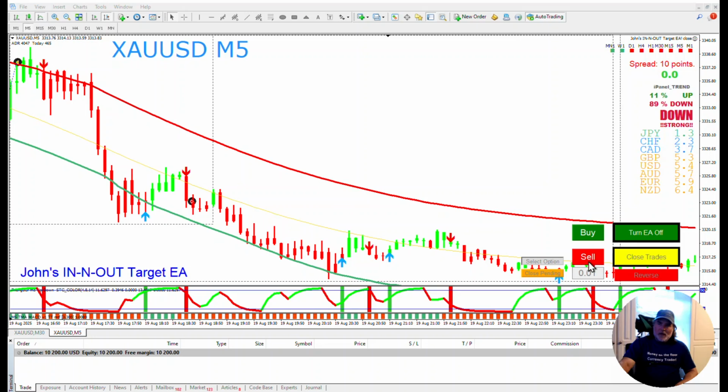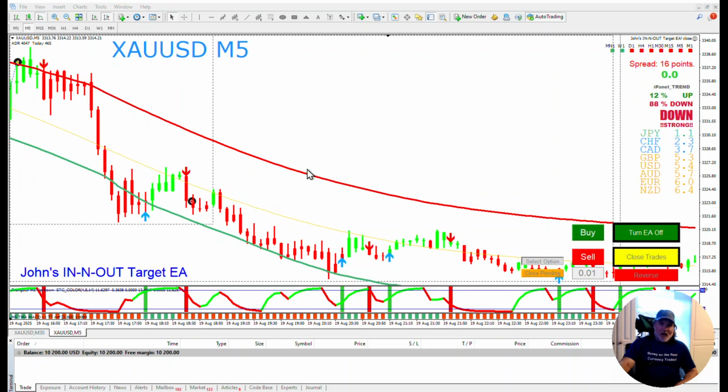That's why we got these buttons. I would hit the red button. It would take it just as if the robot would take it, and I would close them both out when I hit the yellow line because I doubled up, and I get out right here where it's safe. That's the safest place, this yellow line. So this is for robotic and manual trading together.